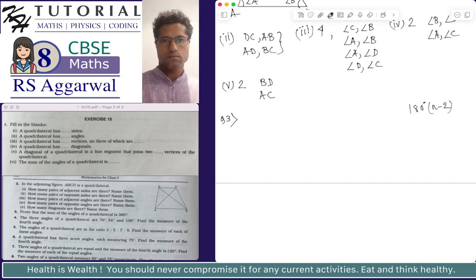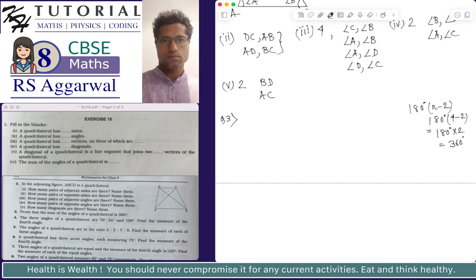So, for a quadrilateral, the sum of the internal angles will be 180 degrees times n minus 2, where n is 4, so 4 minus 2 is 2, and 180 degrees into 2 is 360 degrees. So this is based on the formula for an n-sided convex polygon, 180 degrees multiplied by n minus 2, where n is the number of sides of a convex polygon.